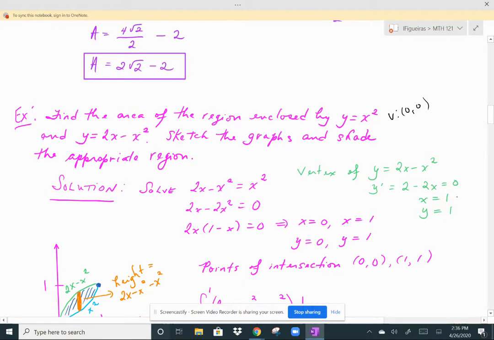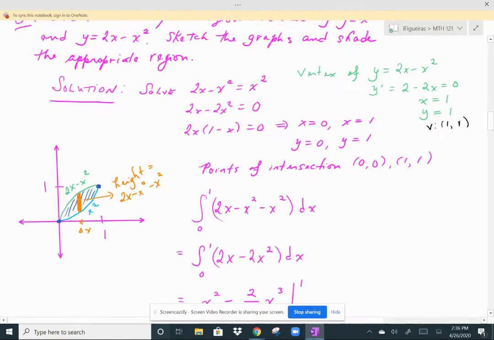So when you solve this, you get x is equal to 1, and when you plug in, y is also 1. So interestingly, the vertex for the first parabola, (0, 0), is a point of intersection, and it's also a point of intersection for the second parabola. That's just a coincidence. It's not always going to work out like that.